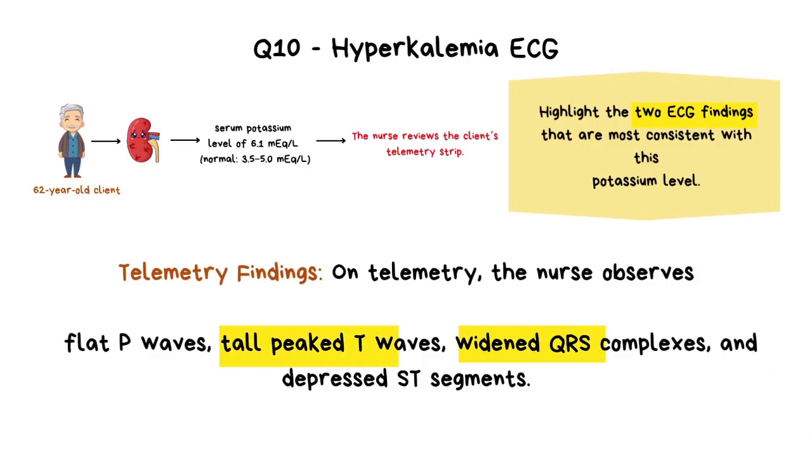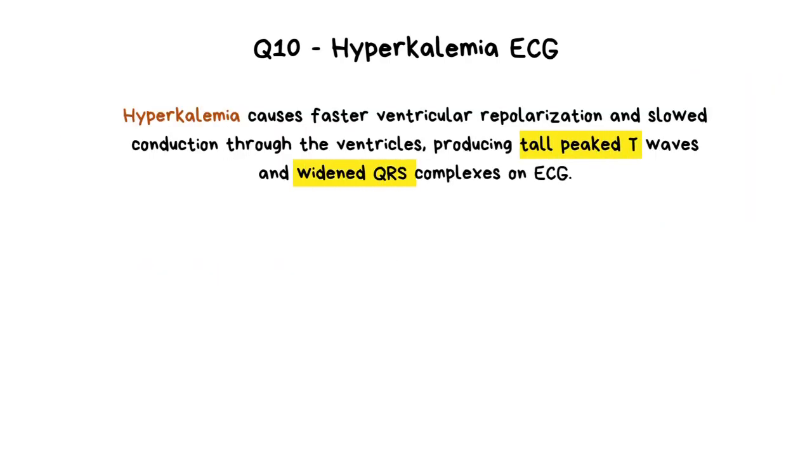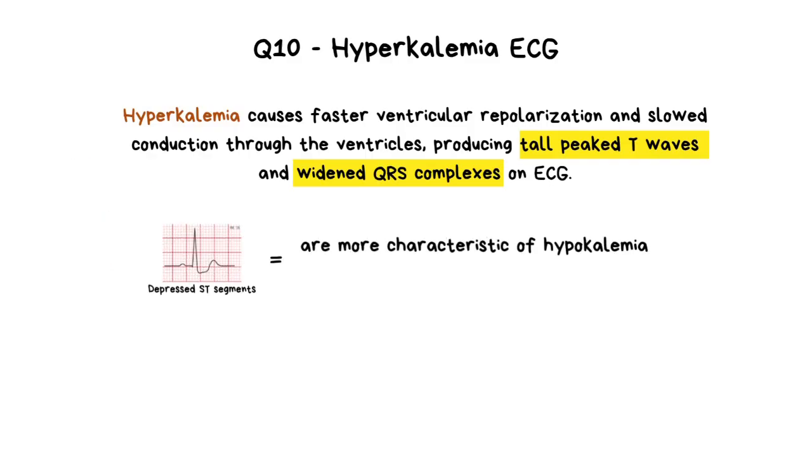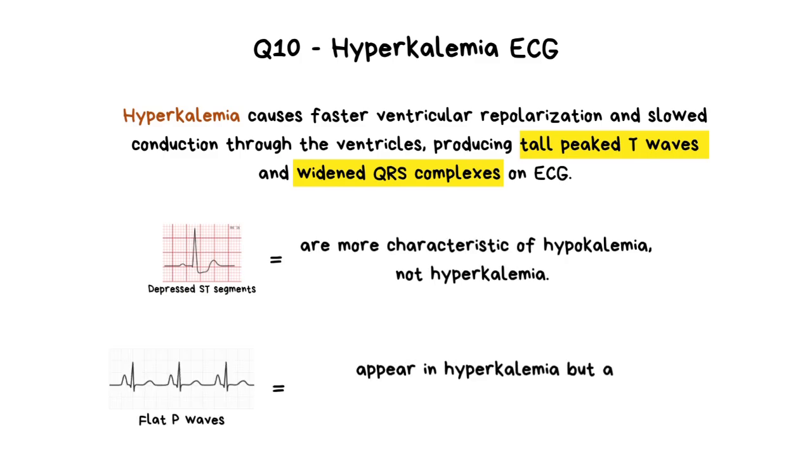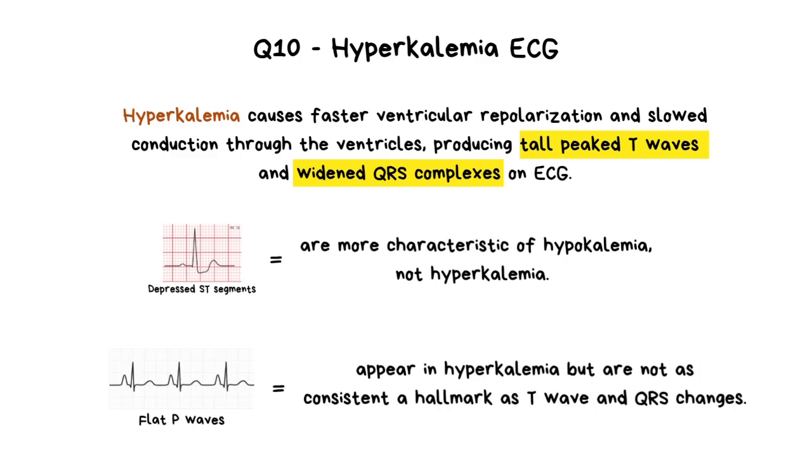The correct highlights are tall peaked T waves and widened QRS complexes. Hyperkalemia causes faster ventricular repolarization and slows conduction. That's why the T wave becomes tall and peaked, and the QRS complex widens. A depressed ST segment is linked to hypokalemia, not hyperkalemia. Flat P waves can happen, but they're not the hallmark signs.